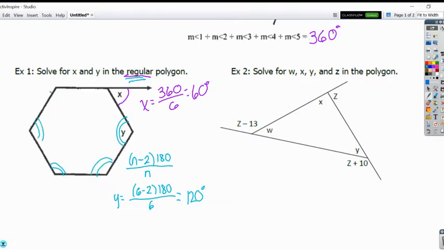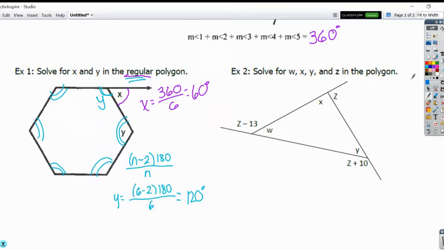Now again, since this is a regular polygon, every interior angle has to be congruent. So you could very well use that fact and know that this is angle y. Check your work. Does angle y and angle x create a linear pair? Would 120 and 60 give me that 180 degrees? Absolutely. We're on the right track.